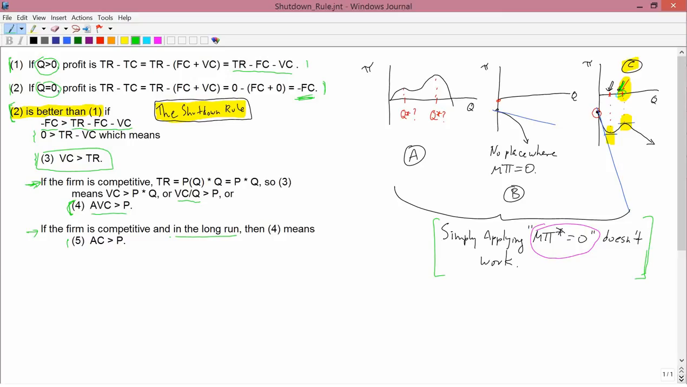Usually we'll be dealing with competitive firms. And so usually instead of the general form 3, we'll be working with either 4 or 5. So the strategy is this. Tentatively set marginal profit star equal to 0. And then check the shutdown rule.